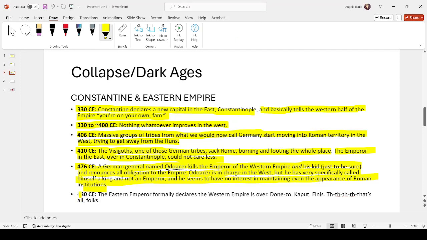And then in 480, the Eastern Emperor, so it will try again after this, but the Eastern Emperor formally declares that the Western Empire is over. Dunzo, kaput, finis, that's all, folks. And that's the ball game. In 480, when the Eastern Emperor basically says there's no emperor in the West, it's done. There's no imperial authority in the West. That's it. There's no Western Roman Empire.